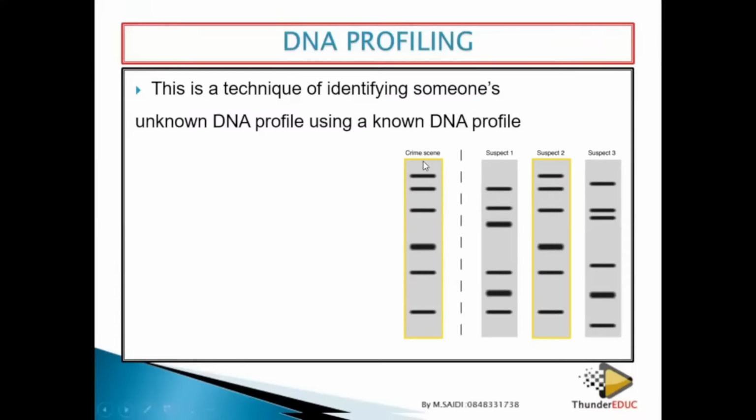All right, so this is the sample they picked from the crime scene. Here we have the suspects. We have three people whom we claim are the ones who committed the crime. So what they do is get their DNA profiles, and then I start to compare them with what we found on the crime scene.